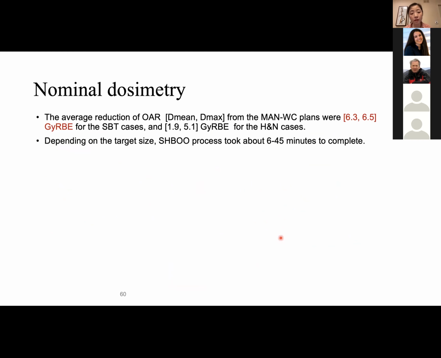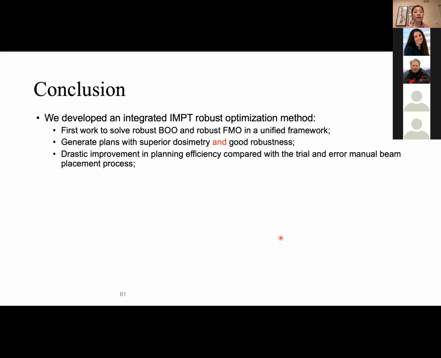Computation-wise, depending on the target size, the process takes about 6 to 45 minutes to complete. This is longer compared with our last study, because in this study, the target size we chose is much larger. In conclusion, we developed an integrated robust optimization method. To our knowledge, it's the first work to solve robust BOO and robust FMO in a unified framework, generating plans with superior dosimetry and good robustness. It shows a good improvement in planning efficiency compared with the trial and error manual selection process.